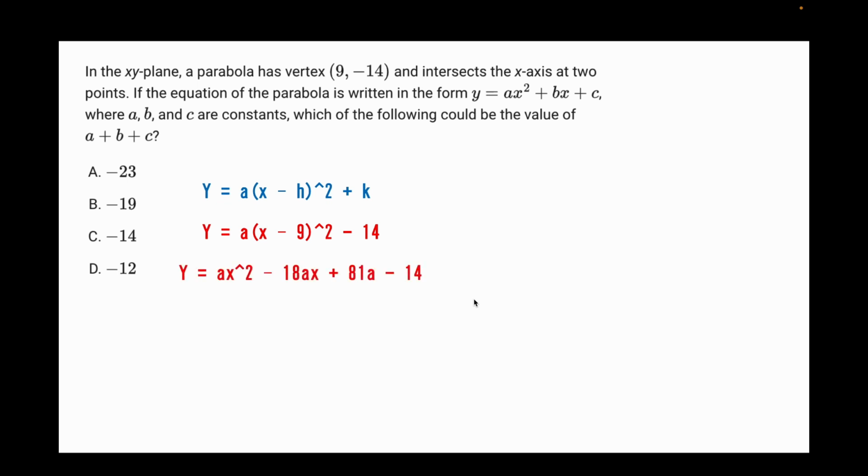And with this, we can now group our terms. We can group our a's, our b's, and our c's. Our a is going to equal a, our b is going to equal -18a, and our c is going to equal 81a minus 14.